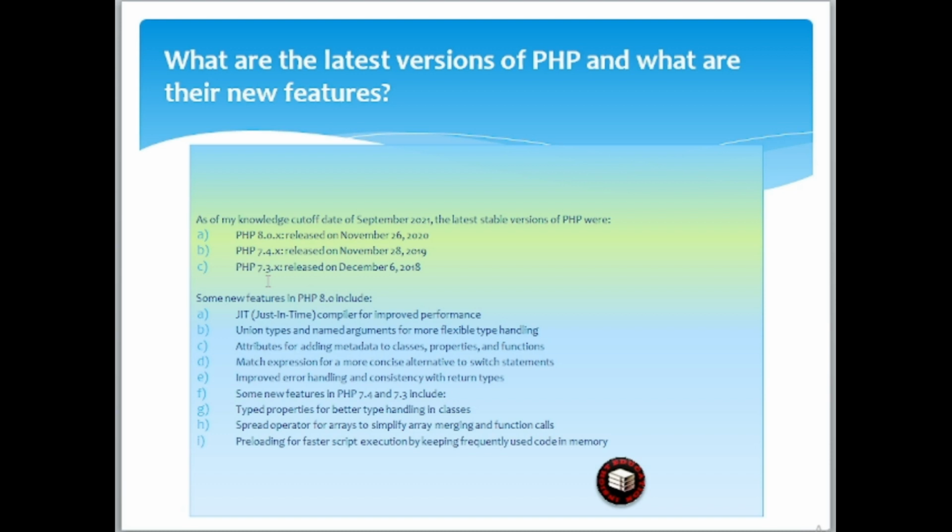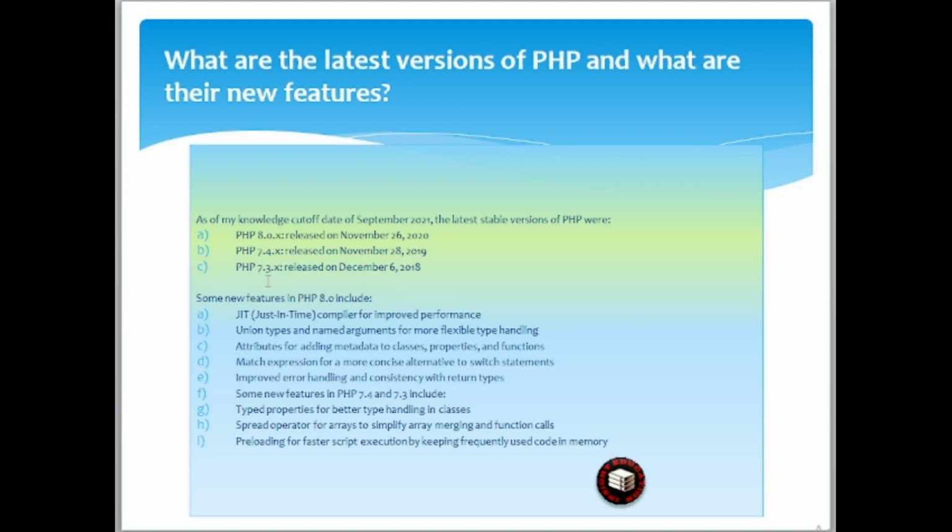Some new features in PHP 8 include a just-in-time compiler for improved performance, union types and named arguments for more flexible type handling, attributes for adding metadata to classes, properties and functions, match expression for a more concise alternative to the switch statement, and improved error handling consistency with return types.